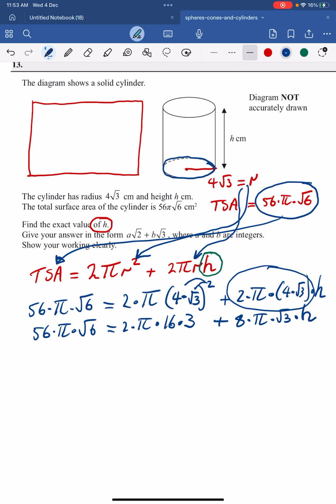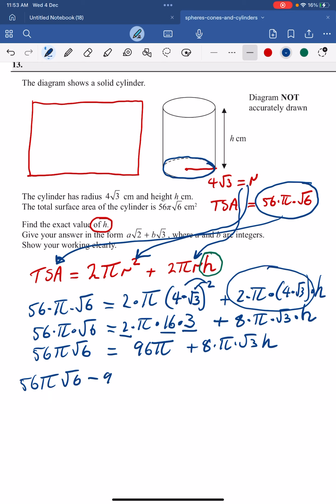Okay, so let's finish it off here on this side. Again, 56 pi √6. And 2 times 16 is 32. Times 3 is 96. That's 96 pi. And that's plus 8 pi √3 h. I'm going to subtract 96 pi from both sides. And here is 8 times pi times √3 times h. Beautiful.